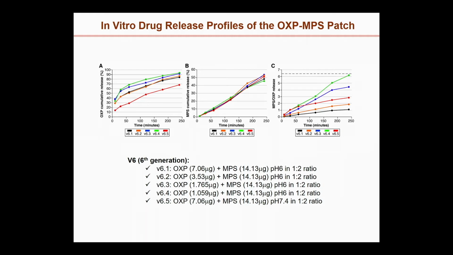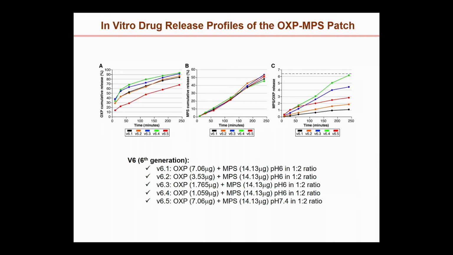On the A panel is the drug release profile for oxaliplatin. And we can see that oxaliplatin, in the different slight variations of formulation, can achieve a sustained release over the period of 4 hours, up to the extent of about 90% of the embedded drugs. Especially the green line that represents one type of formulation.